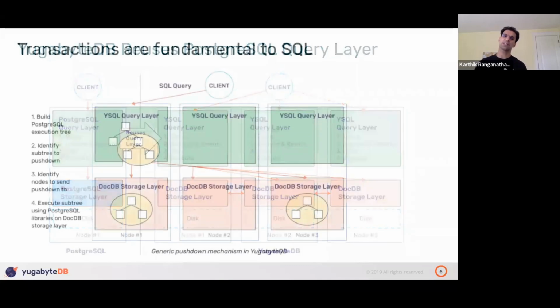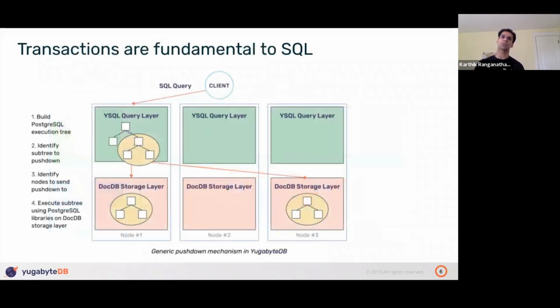So the next step is to actually figure out how you start pushing down different pieces of work down to the nodes to act closer to the data. But it's also important when you have transactions to do this work in such a way that all of the independent pieces of work actually happen at the same atomic time or as a unit, right? So that's also equally important.